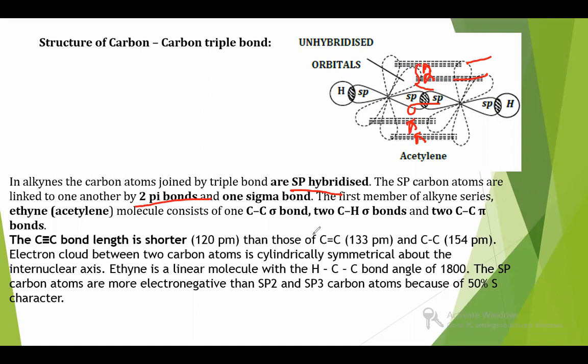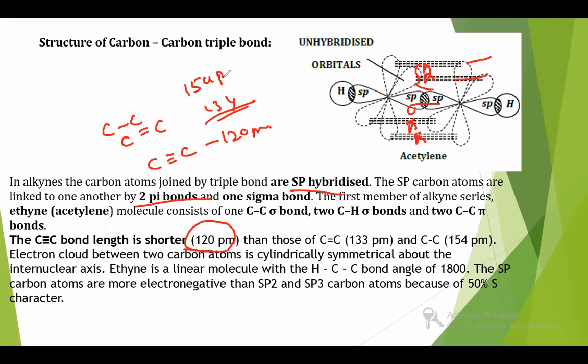And the carbon carbon triple bond is the shortest out of carbon carbon single bond, carbon carbon double bond, and carbon carbon triple bond. The carbon carbon triple bond is 120 picometer, the carbon carbon double bond is 132 or 134 picometer, and the carbon carbon single bond is 154 picometer. You can notice that as bond order increases, bond length decreases. Bond order and bond length are inversely proportional.